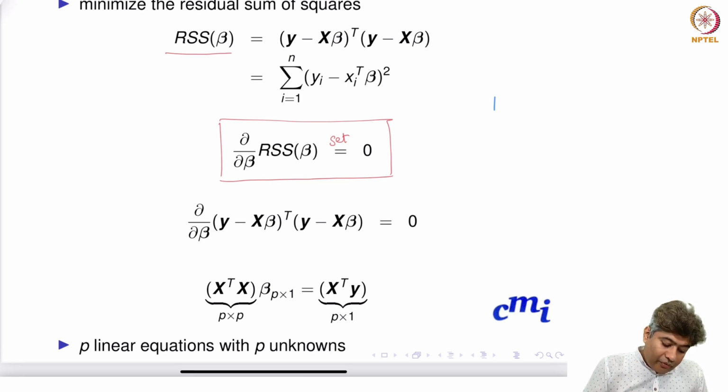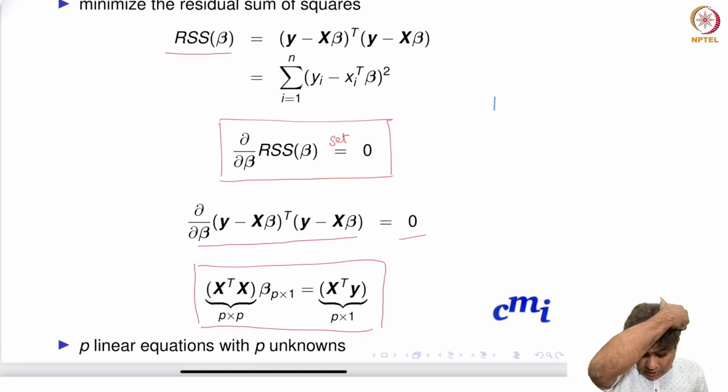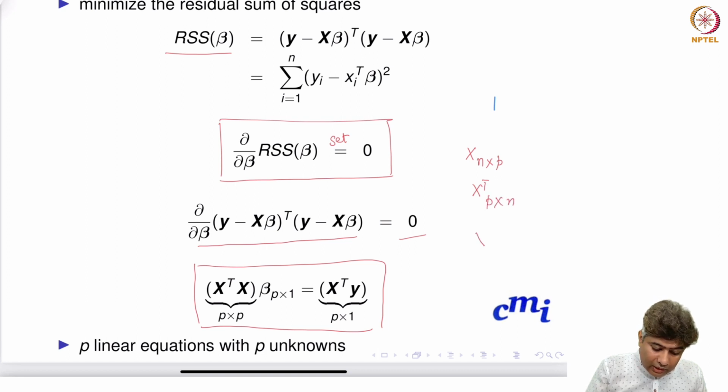Now, if we differentiate with respect to beta and set it equal to 0, what we get is typically known as the normal equation. If you look into this normal equation, what we have is X transpose X. Now, X is n cross p, so X transpose is a p cross n matrix. So X transpose X is a p cross p matrix.